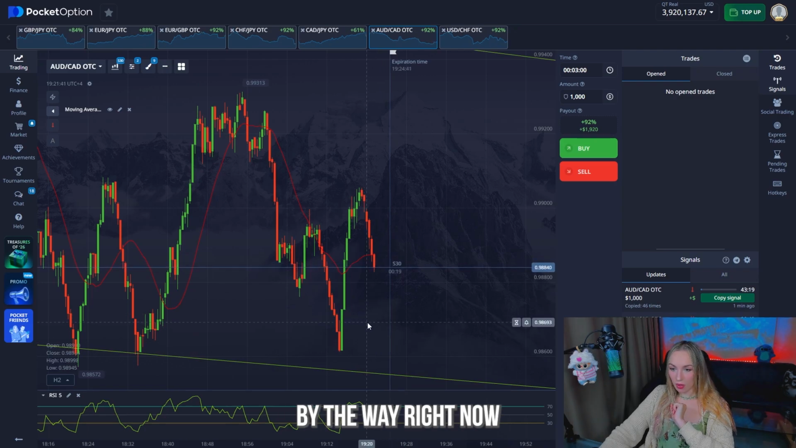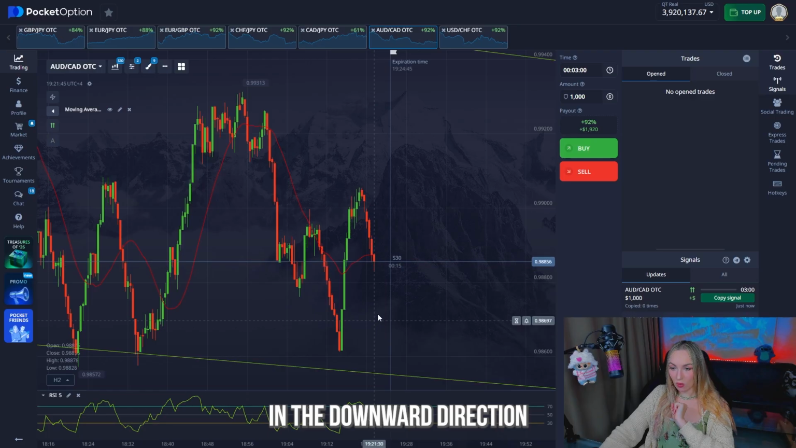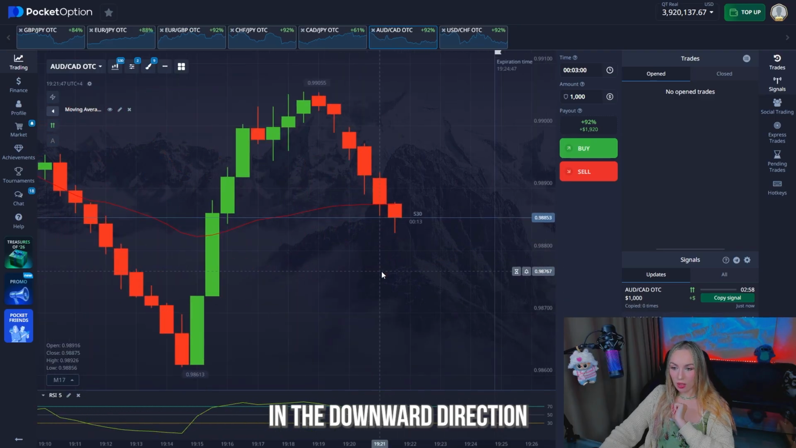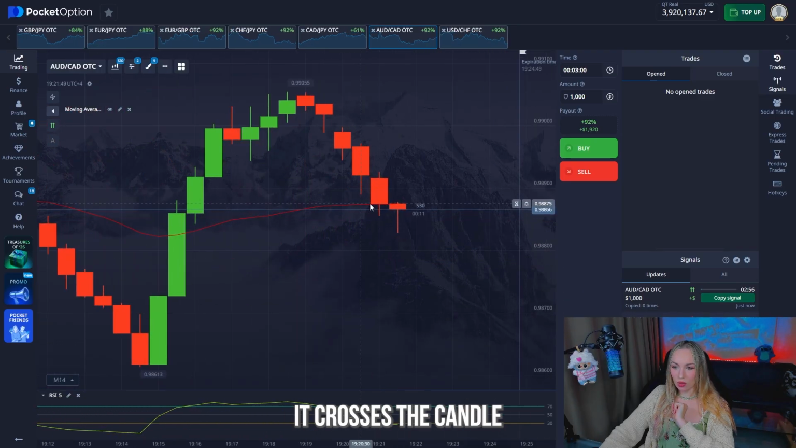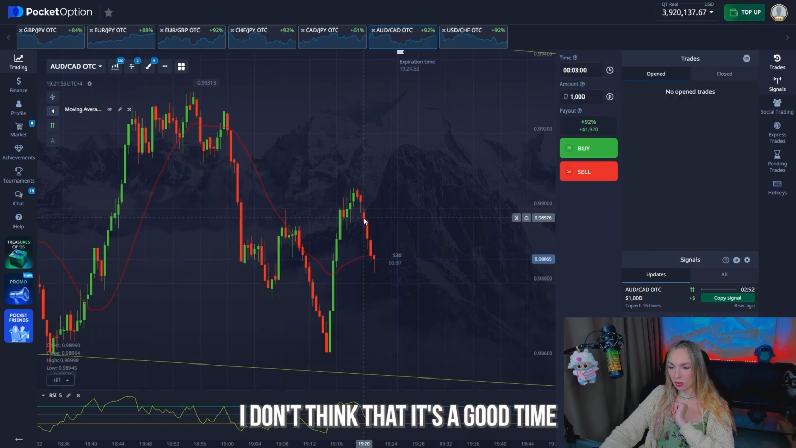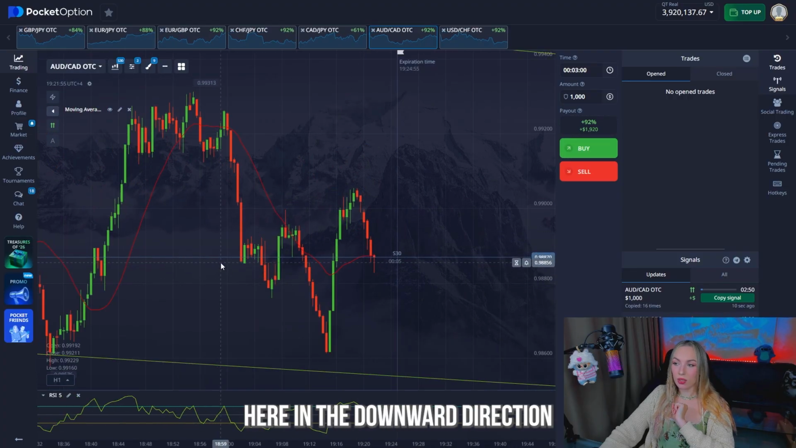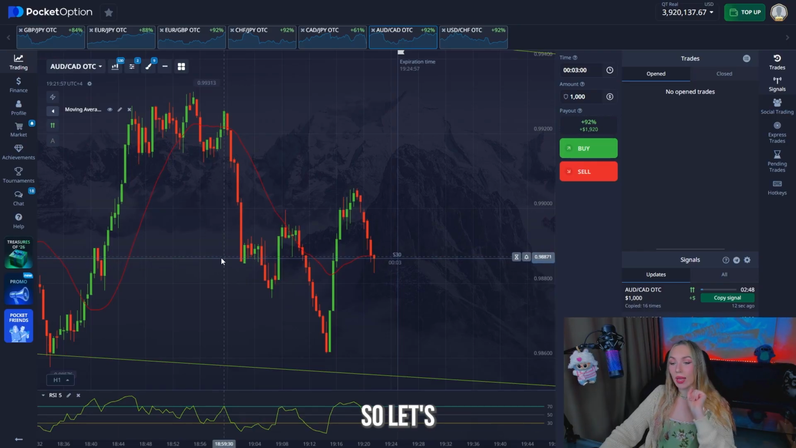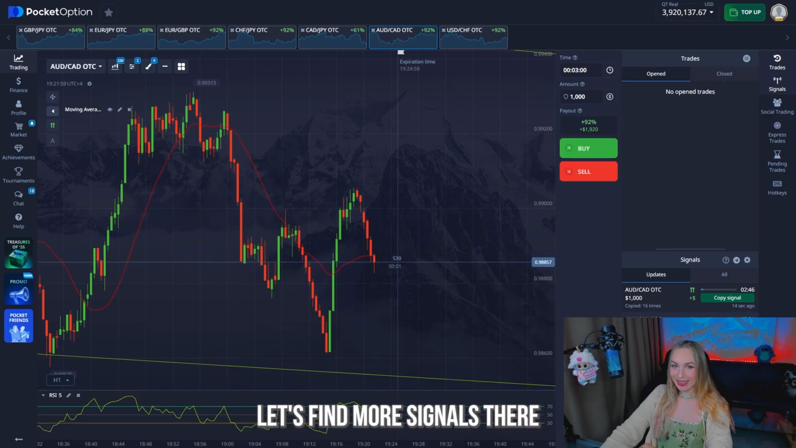By the way, right now I can see that it's forming the signal in the downward direction, but I wouldn't say that it crosses the candle, so I would wait there. I don't think that it's a good time to enter here in the downward direction. So let's find more signals there.